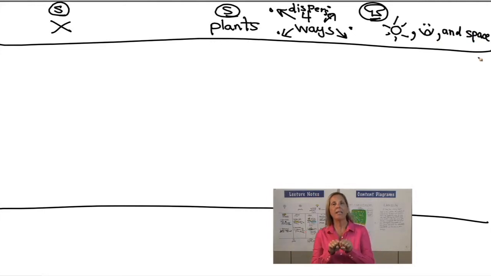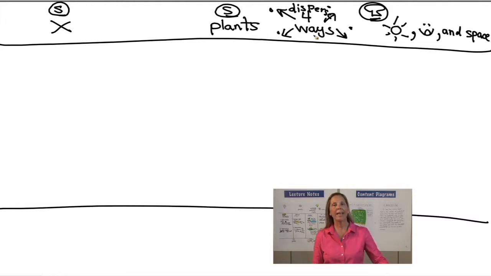So they need space to spread out their roots, to spread out their leaves, to grow. If they don't have sunlight, if they don't have water and the nutrients of the soil and space to grow, what's going to happen? They're going to die. So plants, because they don't have feet, they can't walk around, they had to figure out ways in order to spread out those seeds, or their seeds won't grow into plants.